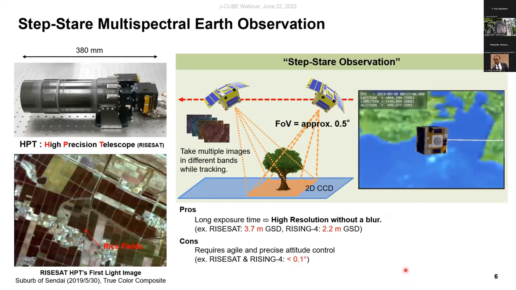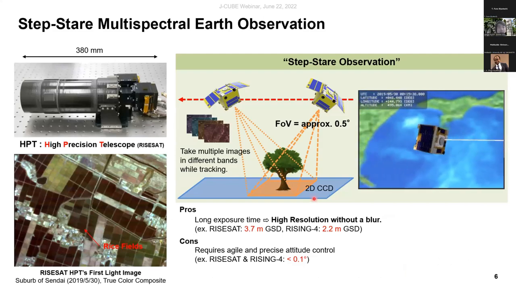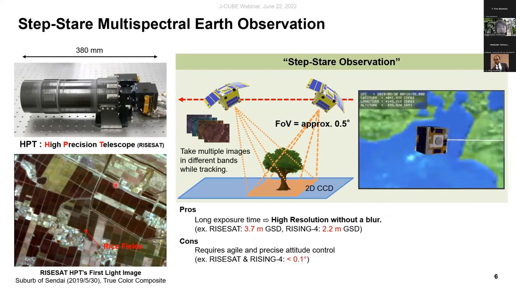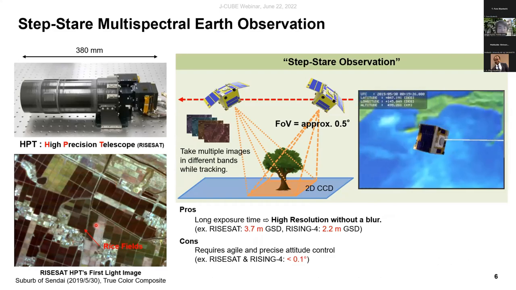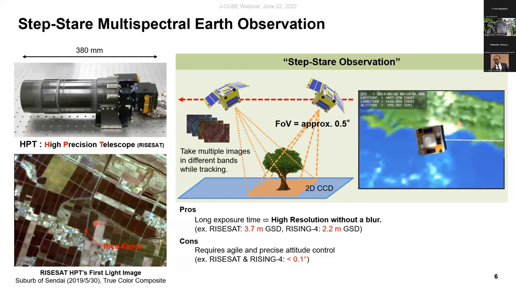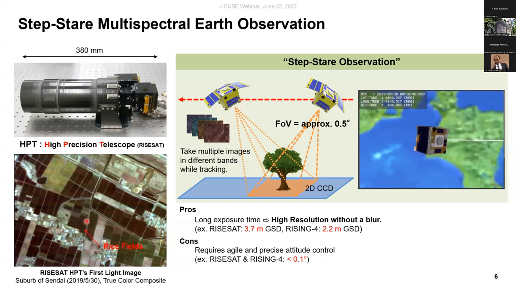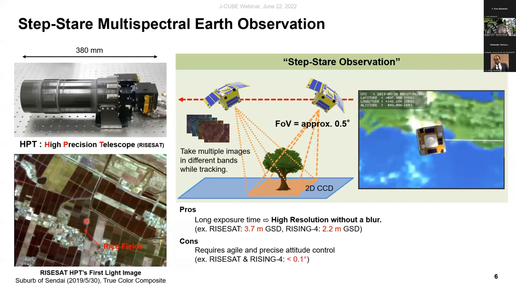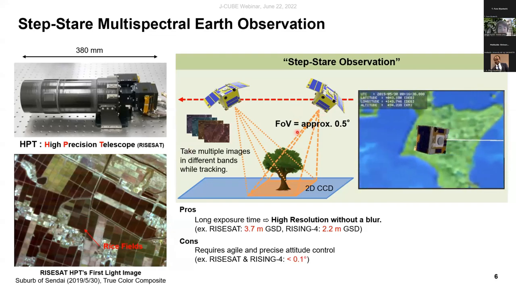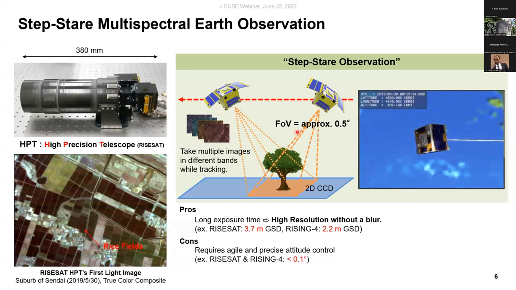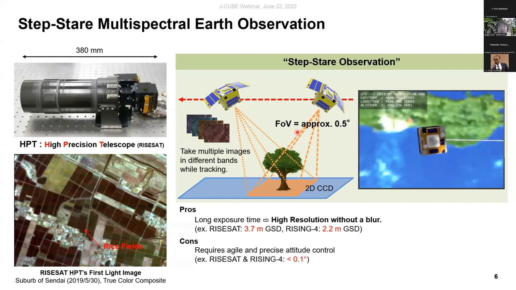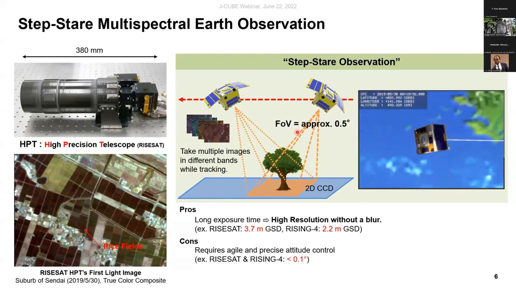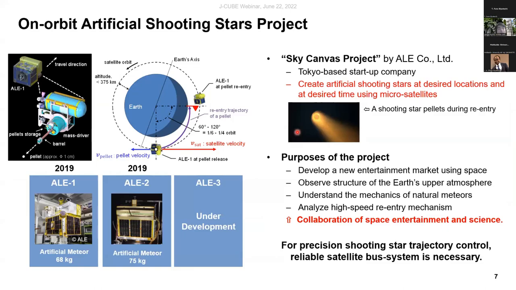For that purpose, Hokkaido University and we developed a high resolution telescope, HPT. This is an example of a picture taken by one of our satellites. Rice fields near Sendai are taken, and we can see narrow footpaths between rice fields. To take high resolution images, we adopt the step stair observation method. The advantage of this method is long exposure time, so it can obtain detailed images without blur. Through this on-orbit experience, we are improving attitude control technology.